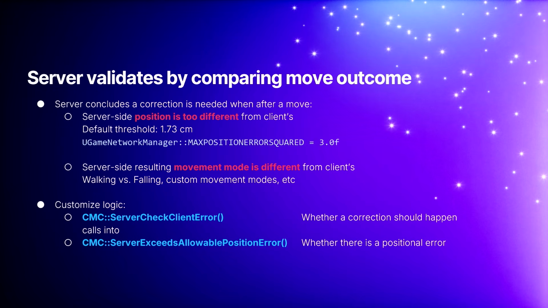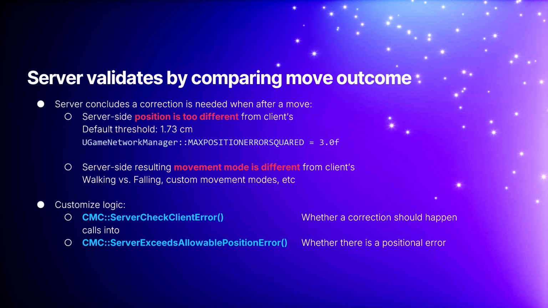By default, a reason for a correction is either a difference in location outcome or a difference in movement mode. The movement mode refers to that enum where a character is either walking or falling or swimming and so on. And in terms of positional error, it's configurable in your INI file as max position error squared. By default, it has a value of 3 squared. So the squared value of 3, which means like 1.7 centimeters of error tolerance.